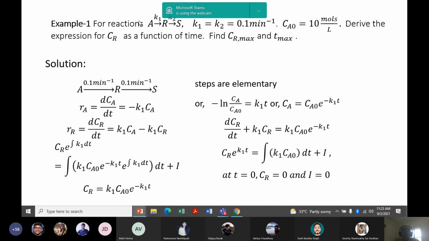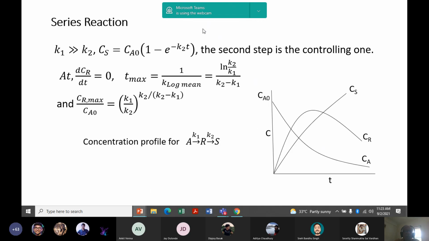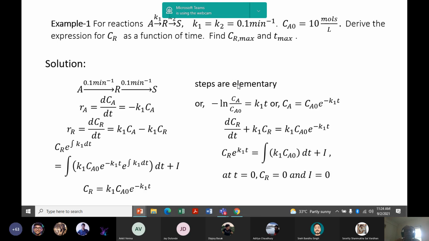One example is given when K1 and K2 are the same, K1 equal to K2 equal to 0.1 per minute. Then the previous derivation is not applicable. You see the Cr max expression has K2 minus K1 in it, and T max also has K2 by K1. So it is not applicable because it is undefined when K2 is equal to K1. So for that you have to integrate separately, substituting K1 equal to K2. So if we take K1 equal to K2, there will be a slight difference.